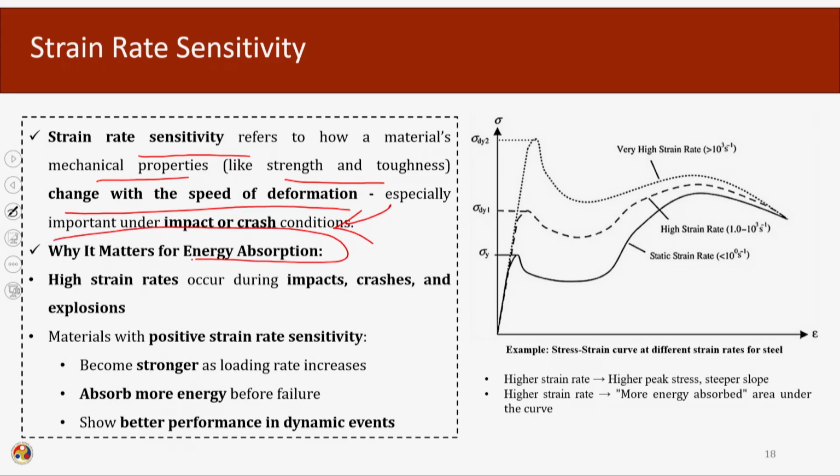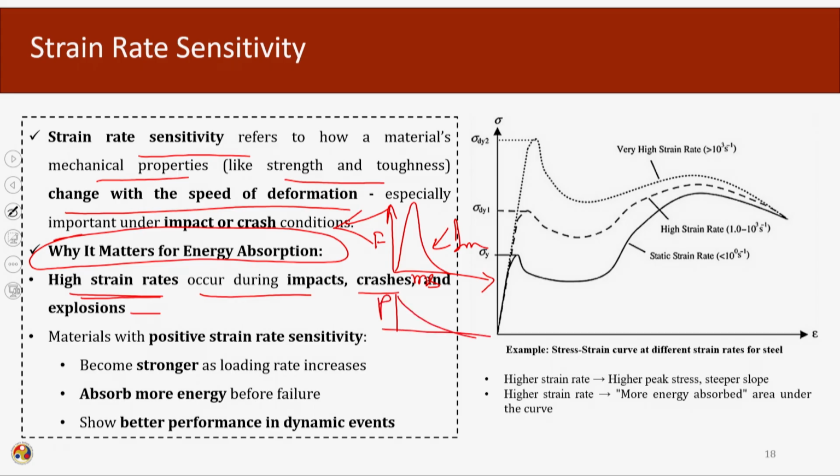This matters for energy absorption. High strain rate effects take place during impact events, crash events and explosions, during rapid loading scenarios where the magnitude of the force is very high and is applied over a very short time. If this is applied in milliseconds, as in impact or blast, this is the pressure and this is the time, again in milliseconds.